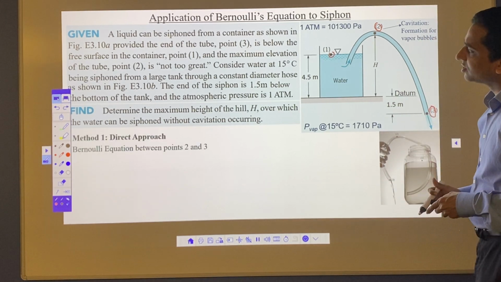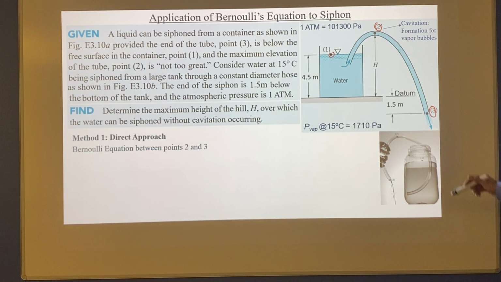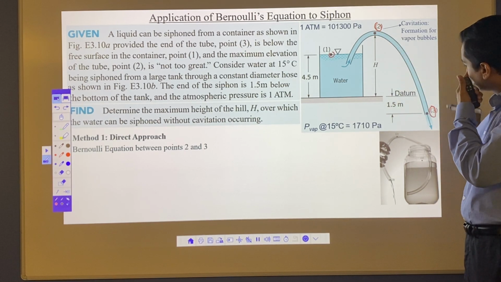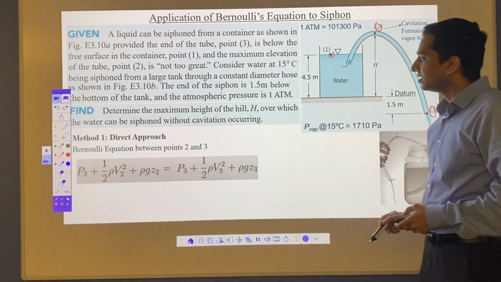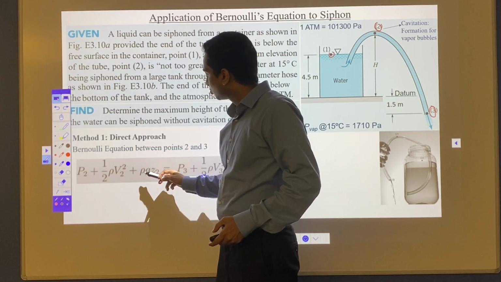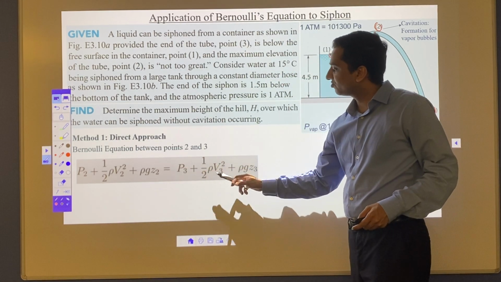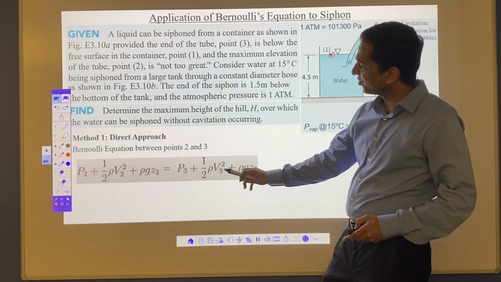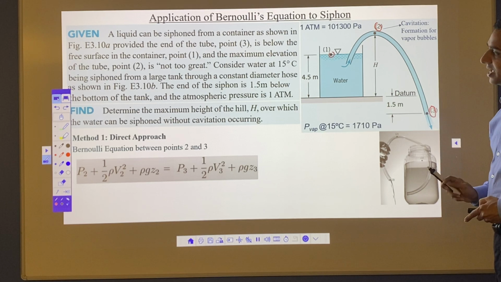So first we start with method number 1, the direct approach. That's your Bernoulli's equation between point 2 and 3. So we have point 2 here, we have point 3 here, and we are going to apply our Bernoulli's equation between point 2 and point 3 to calculate this height. So here is my Bernoulli's equation: P2 + 1/2 rho V2 squared + rho g Z2, and point 3 is the same thing. We have pressure energy, we have dynamic pressure, and then we have static or hydrostatic pressure. So we have these three in this equation from point 2 to point 3.